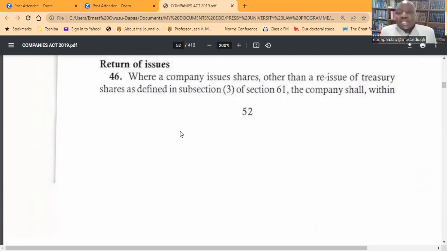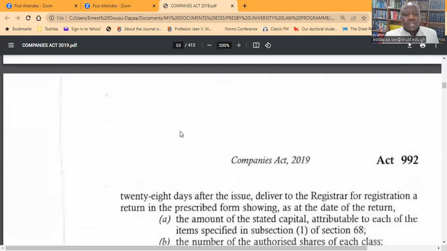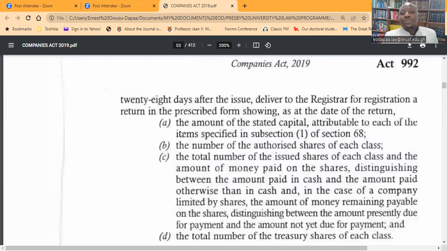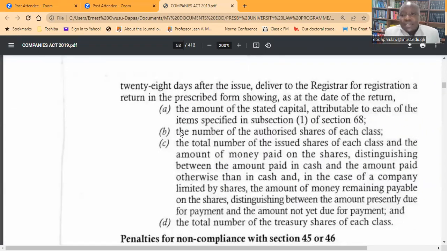And for that matter, Section 46 of the Companies Act states, and I quote, where a company issues shares other than a reissue of treasury shares as defined in subsection 3 of section 61, the company shall within 28 days after the issue deliver to the registrar for registration a return in the prescribed form showing as at the date of the return the following information. So A, the amount of stated capital attributable to each of the items specified in subsection 1 of section 68.